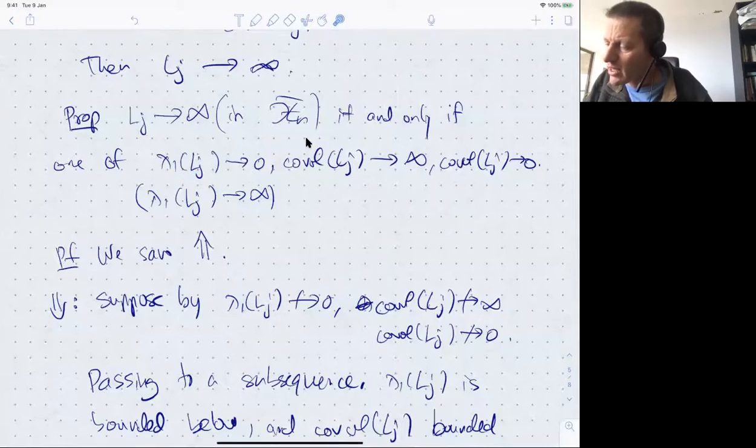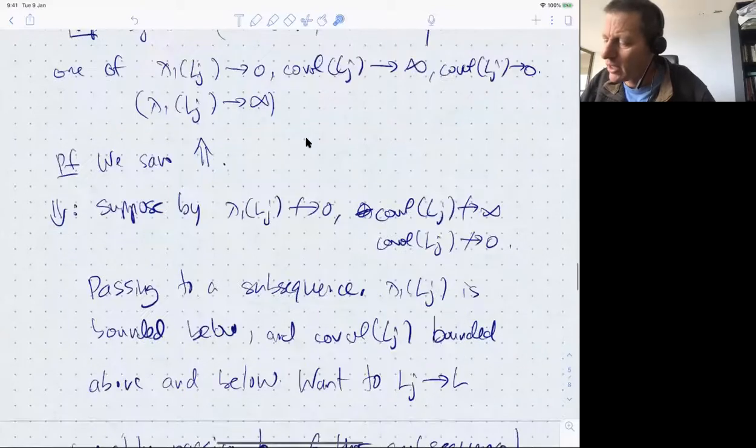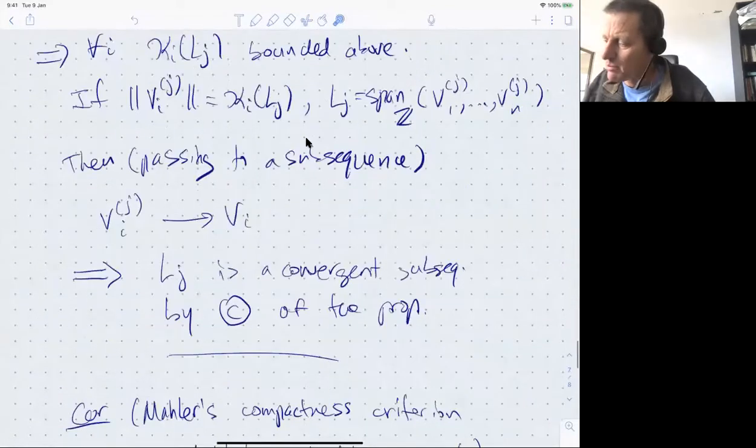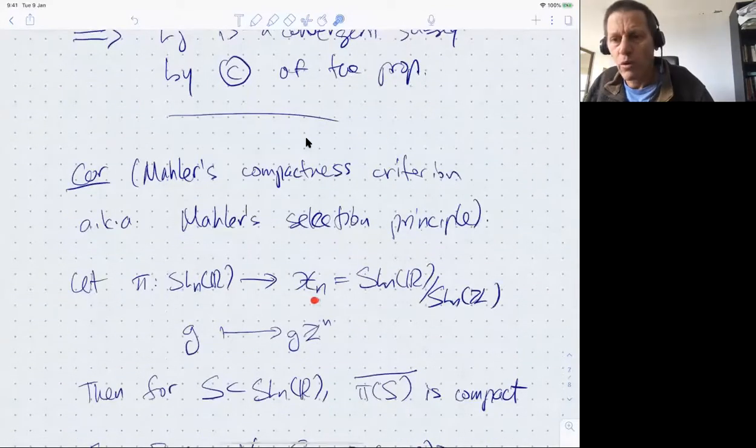Or another way to say it, if you rule this out, and you rule this out, and you rule this out, then you cannot have subsequences converging to infinity. Then every sequence has a convergent subsequence. Now, why didn't I stick in requirements about the covolume? It's because I'm in the space of lattices of covolume 1, so the covolumes are normalized.